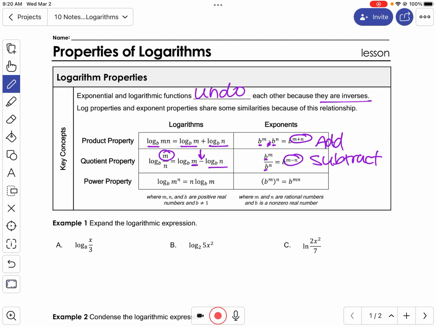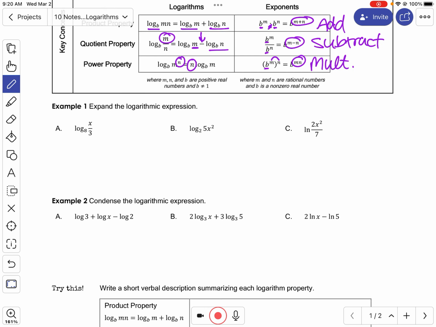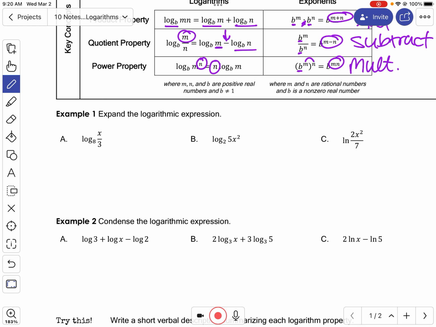The power property, if you remember, when we have a power raised to a power, we multiply the powers. So if I have a power on a logarithm, then what I can do is multiply it and bring it in front and make it a coefficient. So you're doing n times log base b of m, is the same thing. We're going to be using those properties in order to expand and then condense. Expand means write it into multiple logs. Condense means condense it into one logarithm.